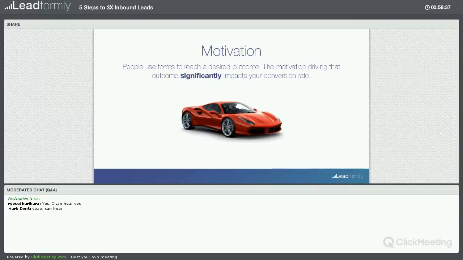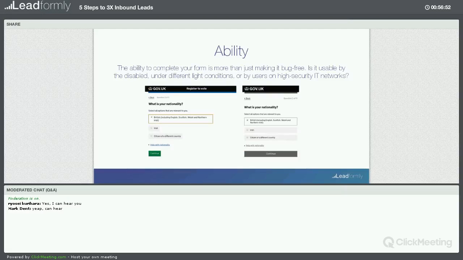It has a huge impact, and it's something that you definitely want to think about. Are you clearly communicating, whether visually or explicitly through text, what that benefit is, and working to increase the motivation to use your forms? The next step is ability.